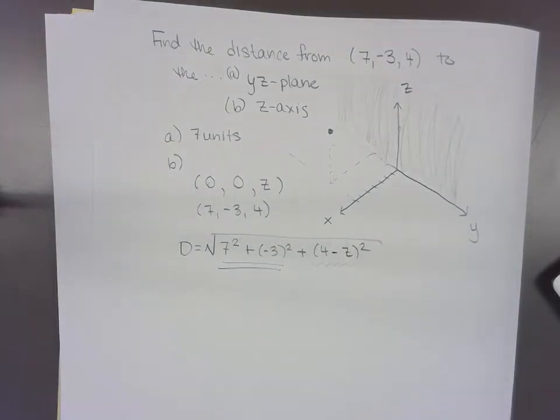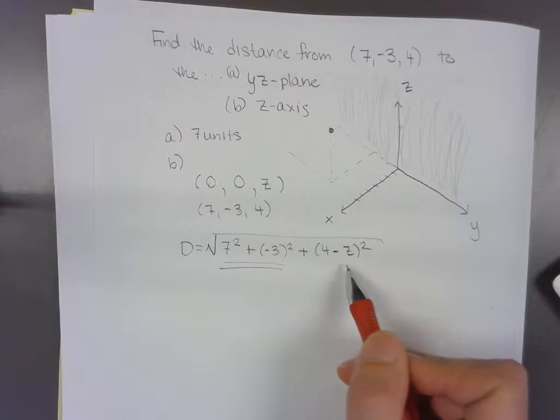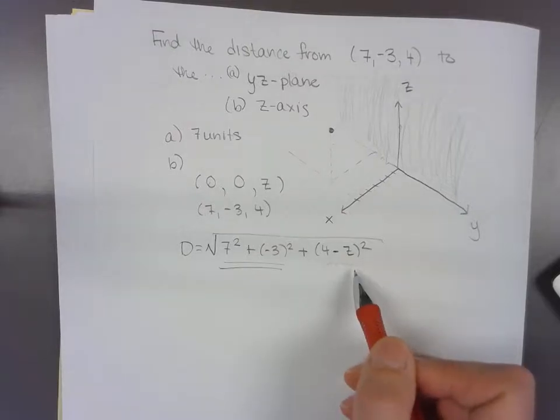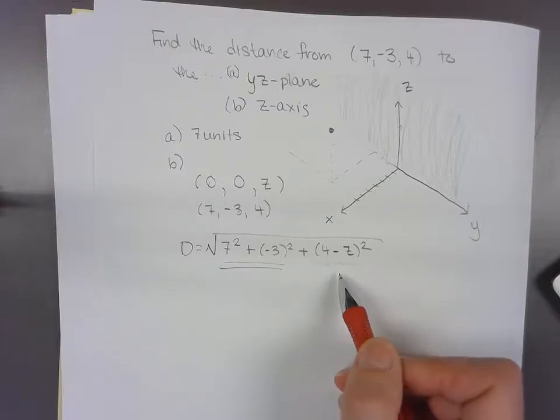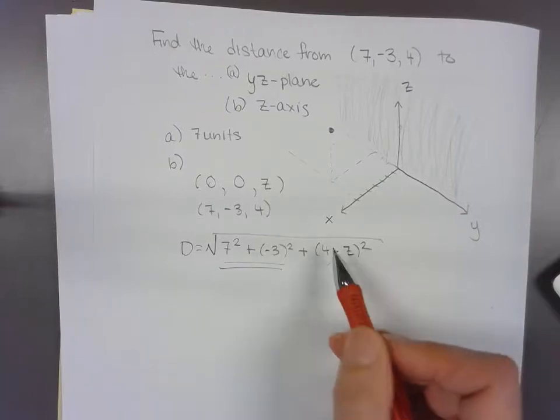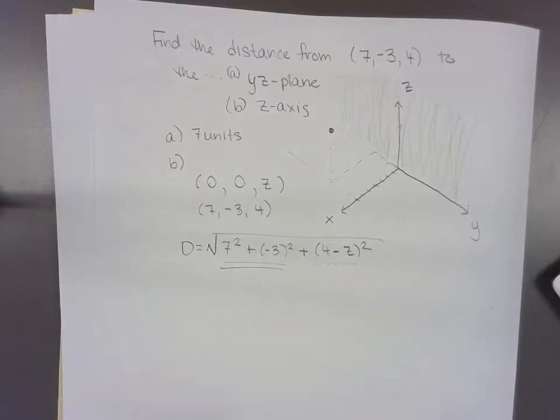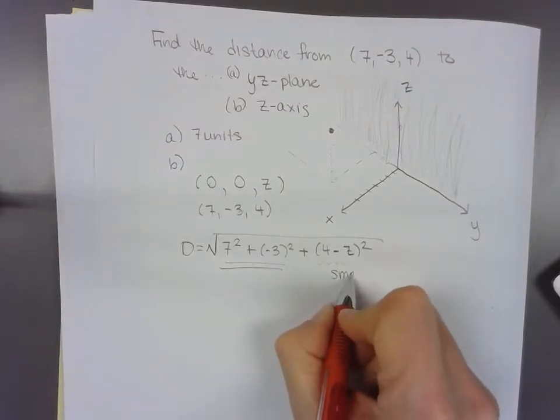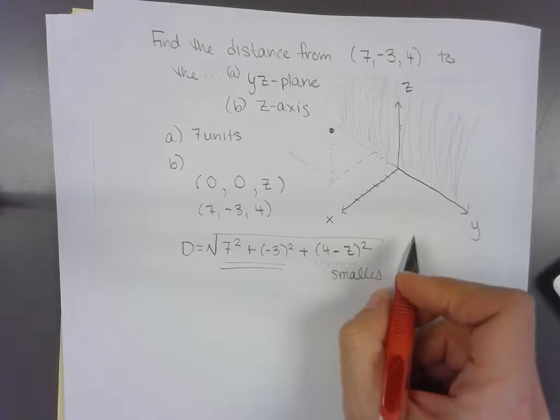What I want to do is make the last one as small as possible. What's the smallest (4 minus z) squared could be? The smallest it could be is 0. Since it's something squared, it could never go negative. So the smallest possible value is 0, and that happens when z equals 4.